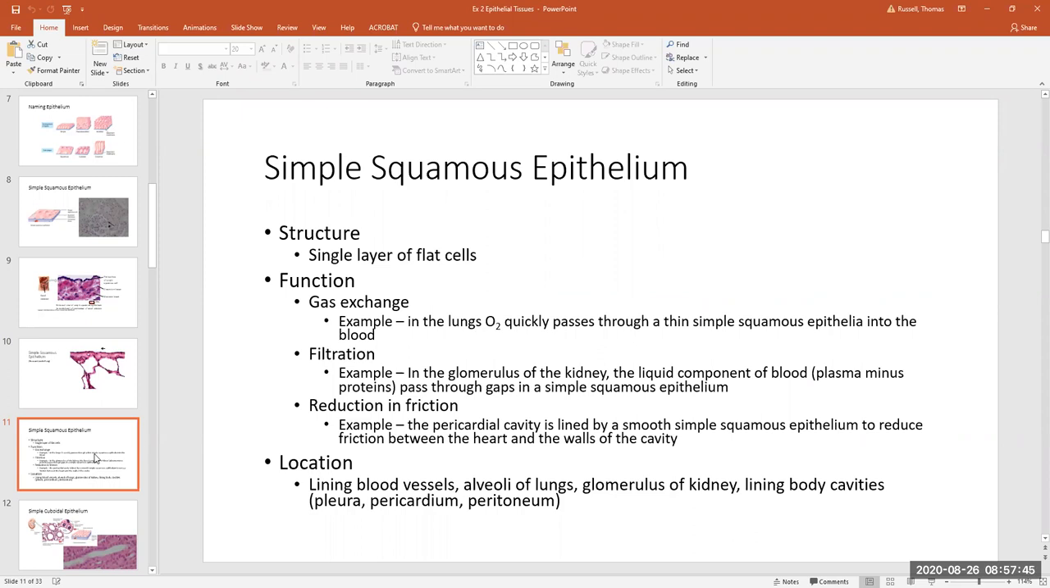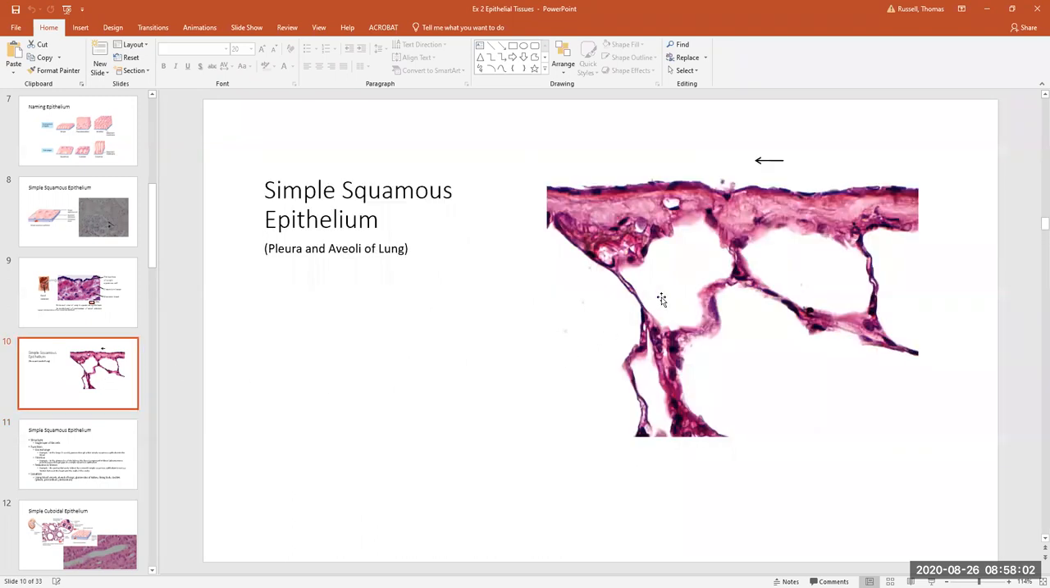So obviously you have one layer of flat cells. That's just by definition of the name, simple squamous, one layer of flat cells. Since the cells are flattened out, they have a very specialized function. They function in gas exchange. Oxygen and CO2 are exchanged to and from the blood vessels, to and from this little circular structure called the alveolus. So oxygen is loaded into the blood vessel, CO2 is unloaded from the blood into the little space, and then we breathe it out.